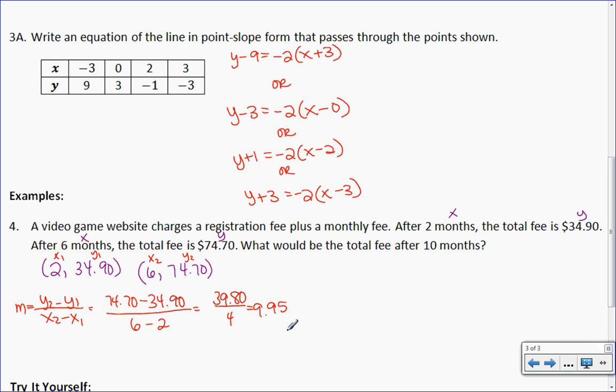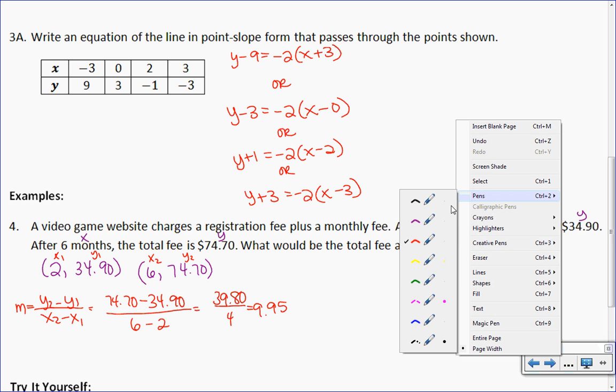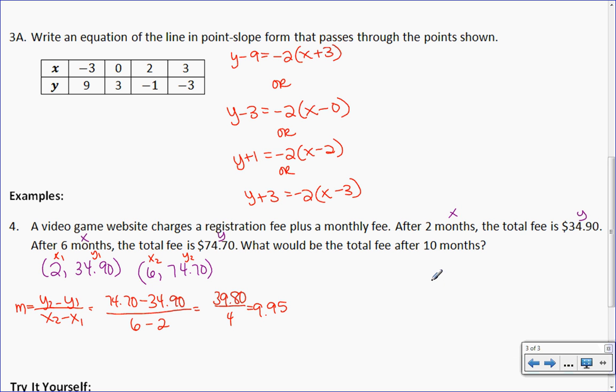Okay. Now in this case, if we want to find the total fee after 10 months, it's actually going to be much easier to have the equation in slope-intercept form than it would be to have it in point-slope form, because the slope-intercept form is just a much simpler equation. So let's use that method. We'll start with y equals mx plus b. Well, we just found the slope m is 9.95, so we'll go ahead and substitute that in. We still don't know what b is, though. We need a number to go here.